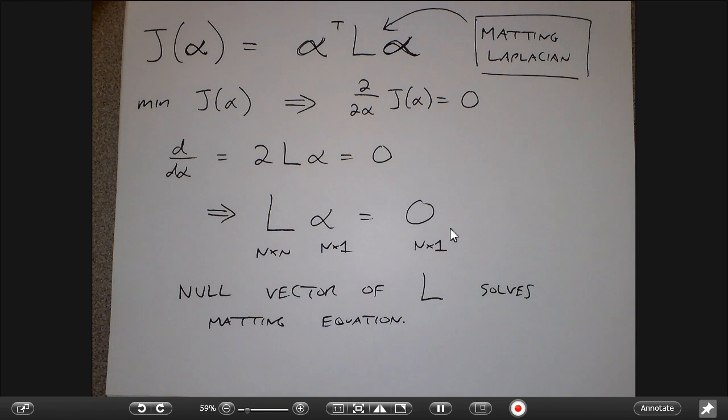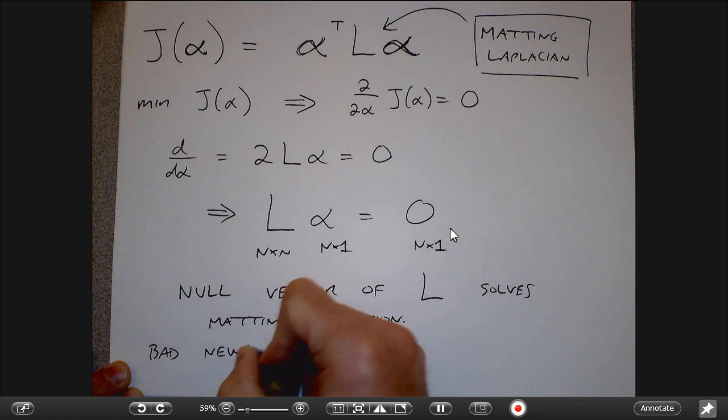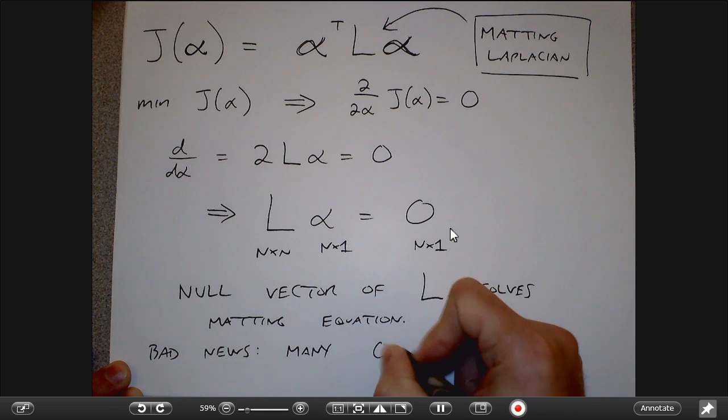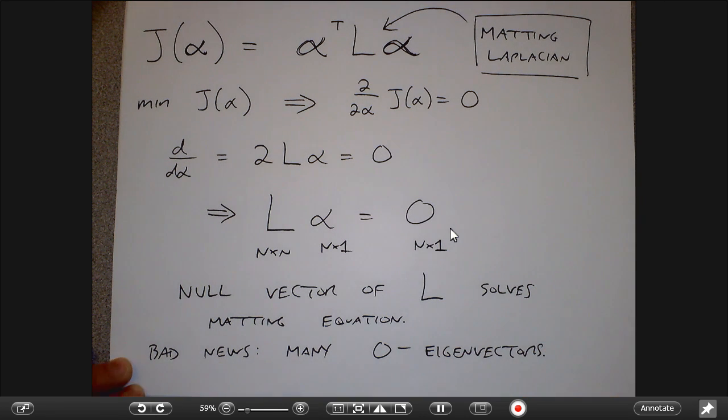Okay, so let's step back and think about this for a second. What this means is that any eigenvector of this big matrix that has a 0 eigenvalue will satisfy the matting equation. Okay. So the bad news is that there are many 0 eigenvectors. That is, if you look at this L matrix, it turns out to have lots of eigenvalues that are either exactly 0 or really close to 0. And so that means there's still some uncertainty about which alpha I should choose. Okay.